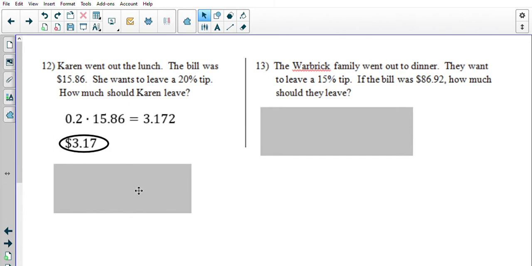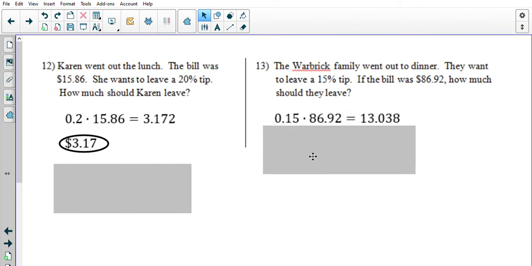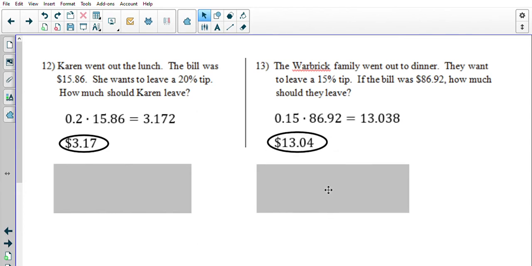Number 13, the Warburg family went out to dinner. They want to leave a 15% tip. If the bill was $86.92, how much should they leave? This is where method 1 is really useful. 15% as a decimal is 0.15. Multiply that by the $86.92, and we get 13.038. Since it's 038, it rounds the 3 cents up to 4 cents, so we get $13.04.